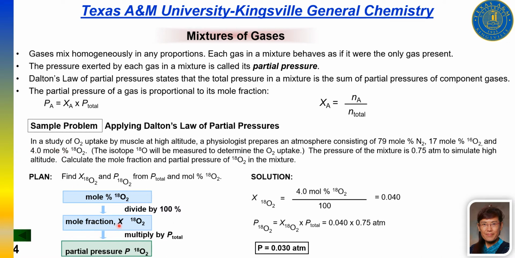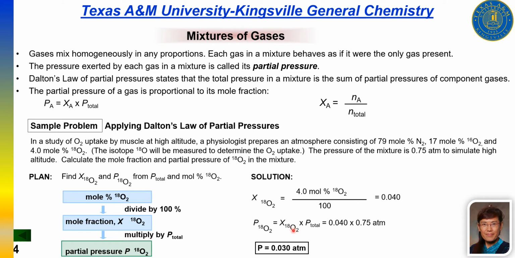And then, with your mole fraction determined, you multiply your mole fraction by the total pressure for the mixture to derive the partial pressure for your oxygen 18. Your solution. Step 1. Determine the mole fraction. You're simply using this 4 divided by 100%. So you have 0.04.